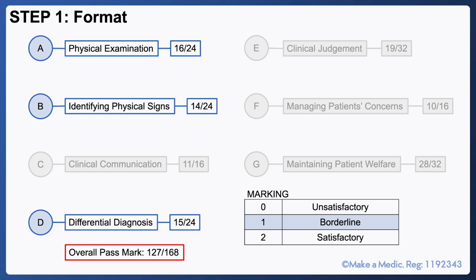Furthermore, the domains that are most frequently failed are identifying physical signs and differential diagnosis. Therefore, I decided to focus my attention on these domains. Again, I would reiterate that you should read the article in the description about the structure of PACES and how it's marked, but the overarching point that I'm trying to make is that you should focus primarily on physical examination, identifying physical signs, and differential diagnosis.